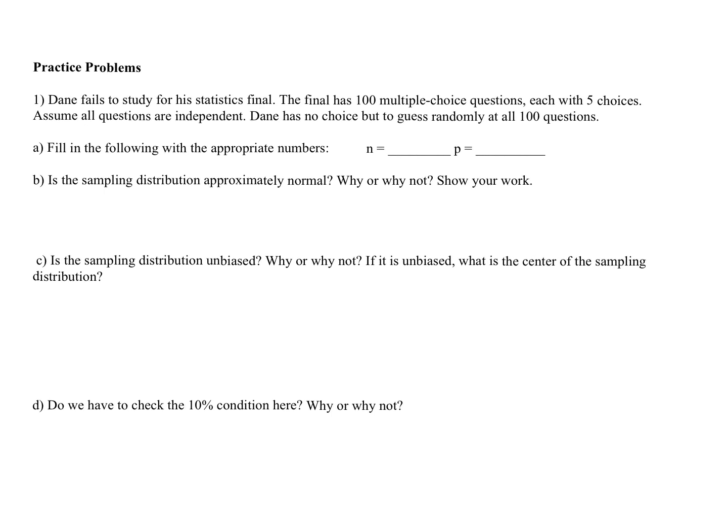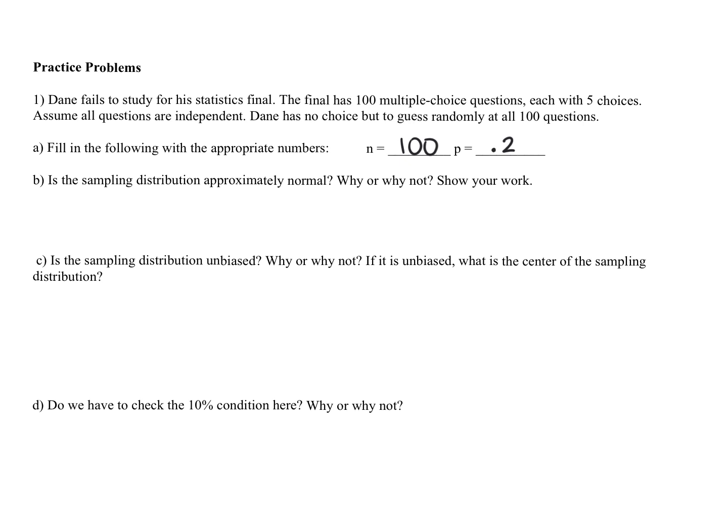All right. So next example, we have that Dane fails to study for his statistics final. It has 100 multiple choice questions, each with 5 choices. We're going to assume all questions are independent and that Dane has no choice but to guess randomly on all 100 questions. So for our sample size here, that's going to be 100, because that's how many questions there are. If you have 5 choices, one of them is correct, your probability that you get the answer correct is 0.2, or 1 out of 5.